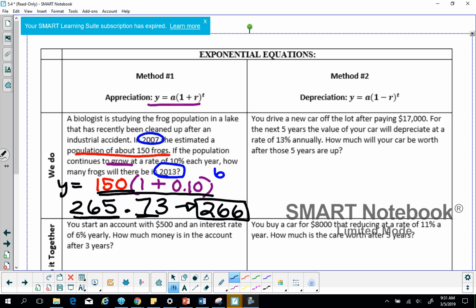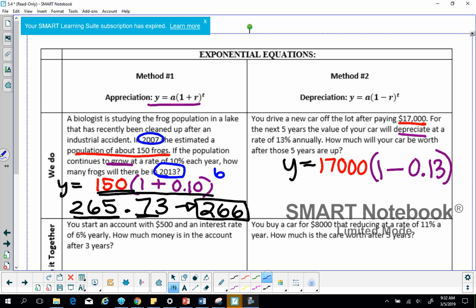So let's figure out how would I write this equation? What is that car starting at? How much? 17,000. So I know that is going to be my A, $17,000. Then if it's depreciating in value, is it going up or down? Down. So I know it's 1 minus. And what's 13% as a decimal? 0.13.